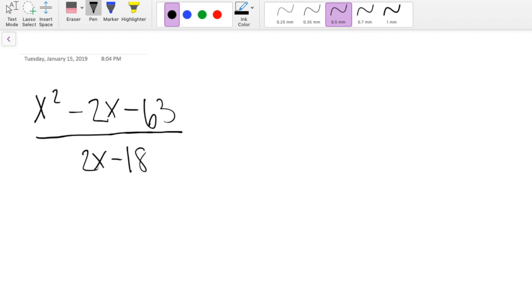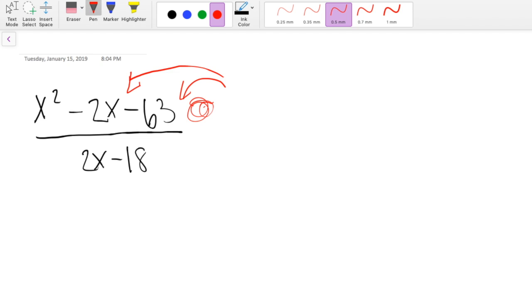So x squared minus 2x minus 63. Now, some of you may already know this, some of you may not, but we're going to have to factor this first expression right here. And actually the second one too. So just in case you don't know how to factor, you're going to need 2 numbers that will add to negative 2 and multiply to give you negative 63.